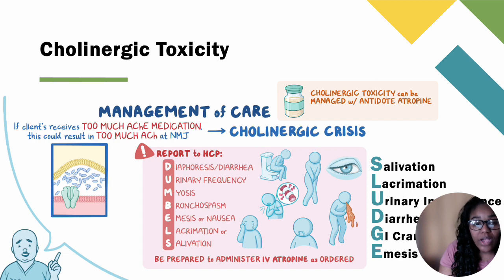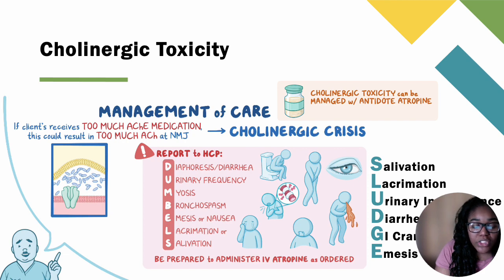One thing that you want to watch out for is cholinergic toxicity. This is the same concept of having too much of a drug. Too much of anything can cause poisonous or toxic effects. And in this case, we're talking about cholinergics and specifically cholinergic toxicity. So if you receive too much acetylcholine medication, something that helps to stimulate acetylcholine or blocks the acetylcholinesterase enzyme that will thus increase acetylcholine levels, it can result in too much acetylcholine at the neuromuscular junctions. So this is known as our cholinergic crisis.